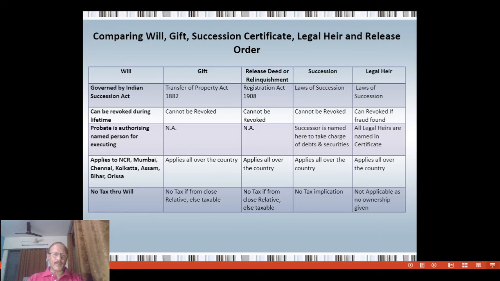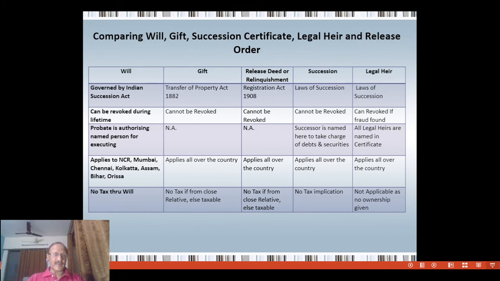Will: probate is the item that authorizes a named person for executing. Gift doesn't arise. Relinquishment doesn't arise. The successor is named in the letter of administration, so that there is a document. In case of legal heirs, all the names are there in the certificate. Okay.